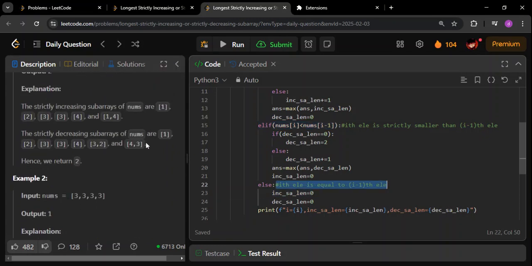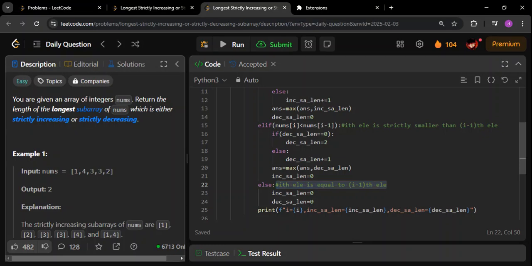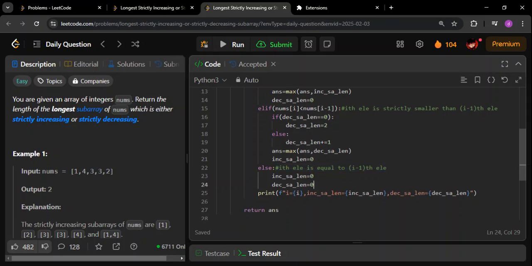Where is this case? See 3 and 3: this is a case where the ith element and the (i-1)th element are the same. In this case, the current ith element is not part of an increasing subarray, and similarly it is not part of a decreasing subarray. So both of these have to be made 0.